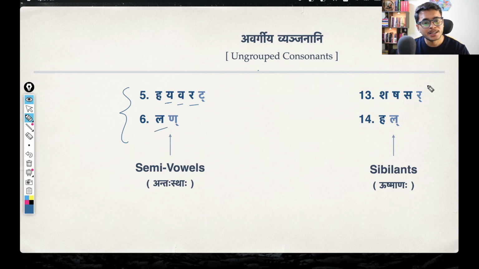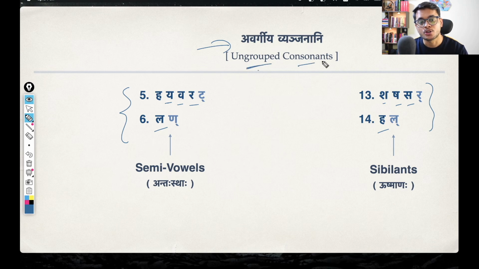And similarly, in the last you see these sibilants, the ushma vyanjana, right? Ushmanaha. So sha, sha, sa and ha. So Sutra 5th and 6th, they represent the semi-vowels, and Sutra 13 and 14, they represent the sibilants, the ushma vyanjana. And both of them, they are basically the avargiya vyanjana.